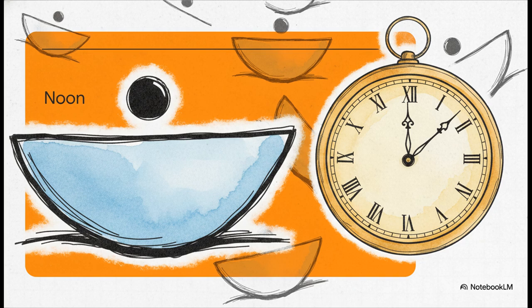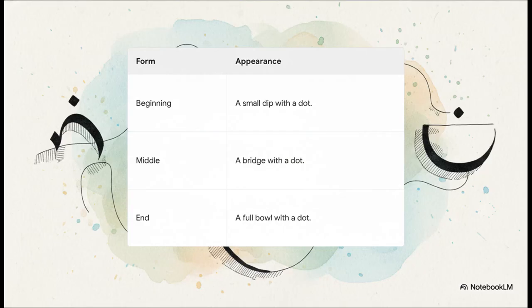And finally, we have the form that gives it its famous nickname. At the very end of a word, or when it's all by itself, noon gets to show off its full shape. This deep bowl, kind of like a boat, with that dot sitting perfectly in the middle. Some people even think of it as a clock, with the dot right at high noon. Pretty cool, right? So let's put them all side by side. You've got the beginning dip, the middle bridge, and the final bowl. Three different forms, but they're all the same letter, and they're always marked by that single dot on top.